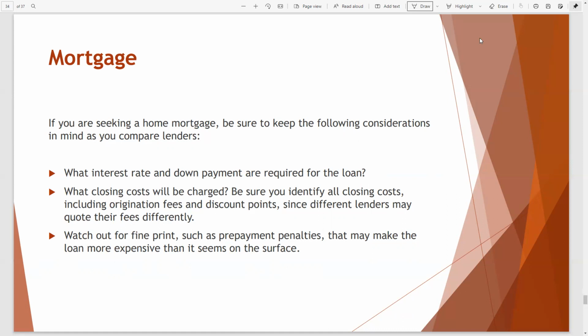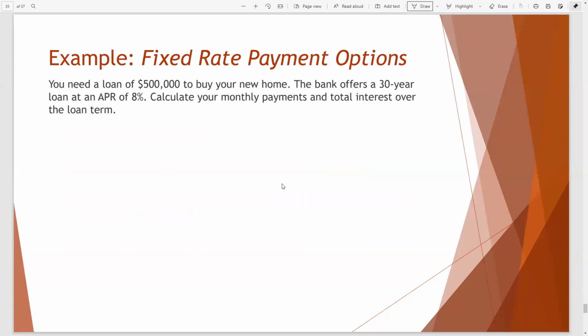So be super careful, right? Some on the paper will not say anything about the penalty, but most of them will say about the penalty, so be careful about that. It makes the loan more expensive than it seems on the surface. So that thing, you need to be very careful. The fees and penalties are also one concern when you compare different lenders. The interest rate also, and down payments.